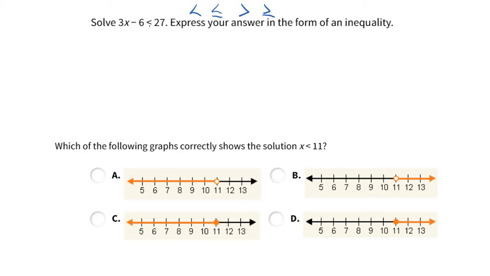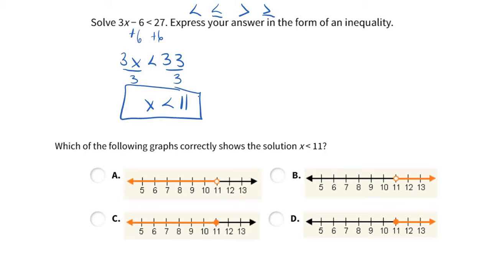Solve 3x minus 6 less than 27. So whatever we plug in for x, we want this thing to be less than 27. Well, same thing. Let's get x by itself. So add 6 to both sides. So 3x is less than 33. We want x by itself, so let's divide that 3 over. x would be less than 11. So that would be my solution.